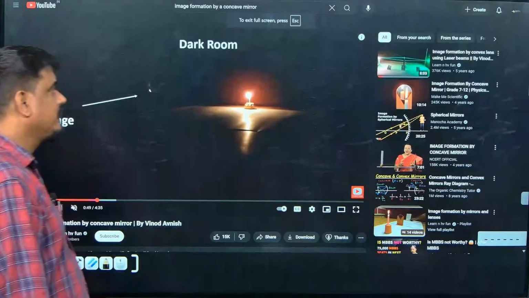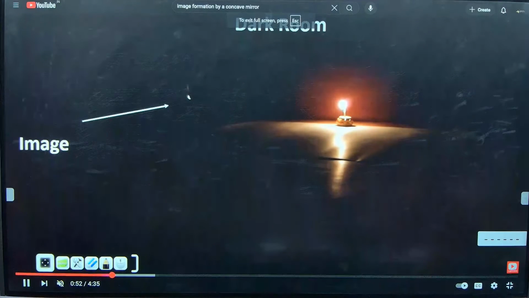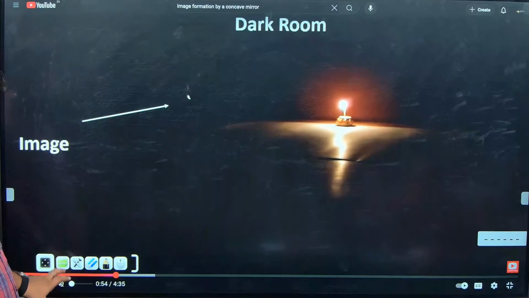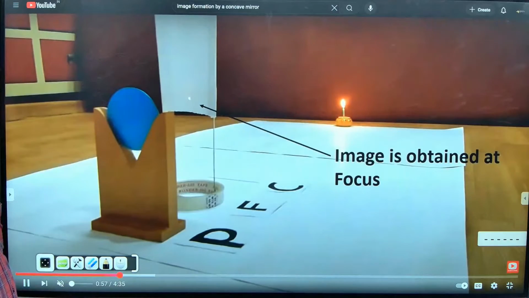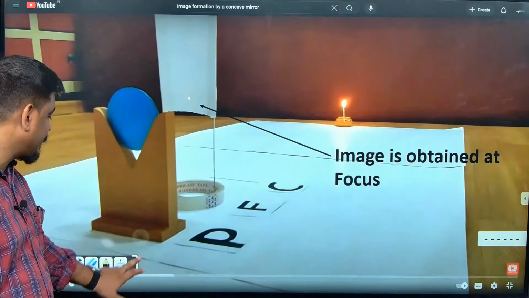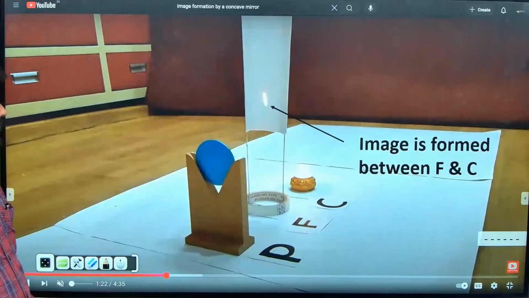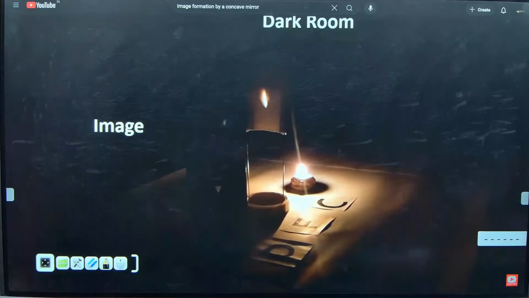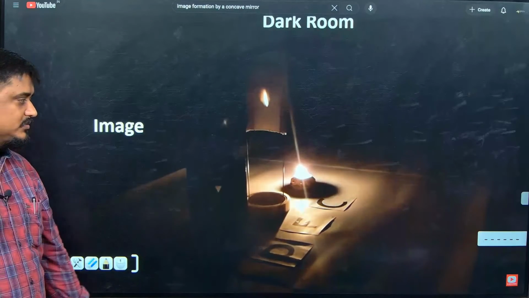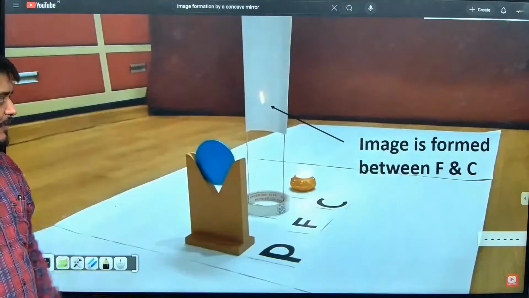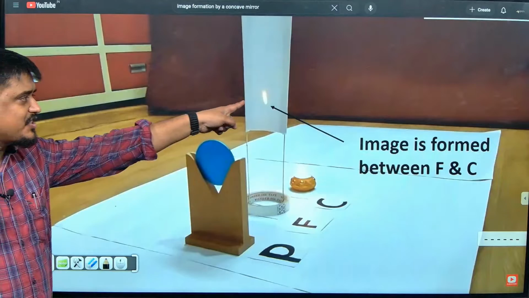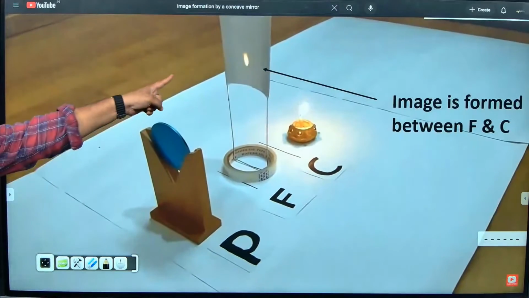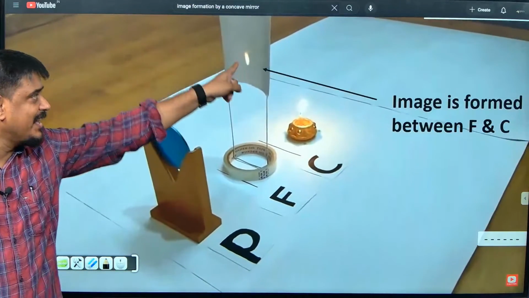Yes, we are seeing this. So, now next what is being done? The object is going to be kept where? At C. That is, beyond C they have kept actually. Then they have got the image between F and C. And how it is, you see, inverted. Can you see? Object is straight, image is coming inverted.